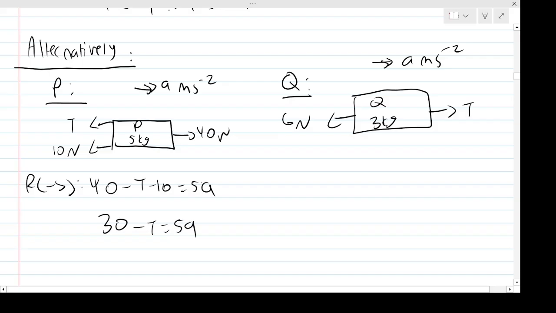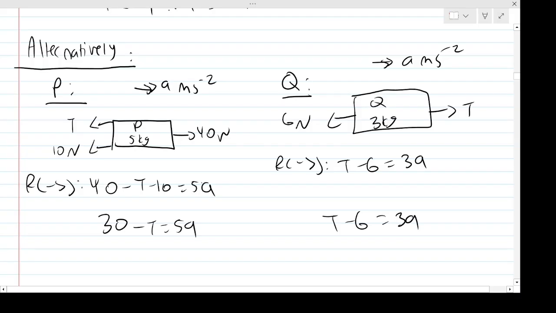But the problem here is, this is why I wanted to consider doing it as a whole, because the T goes away. But if you consider the particles separately, you get an equation with A and T. So you can't solve for A right away. Okay, if I did the same for Q then, so if I resolve forwards, well, that's going to be T, take away 6, equals MA, so 3 times A. And again, I get the same situation. I've got this equation here of T take away 6 is 3A.